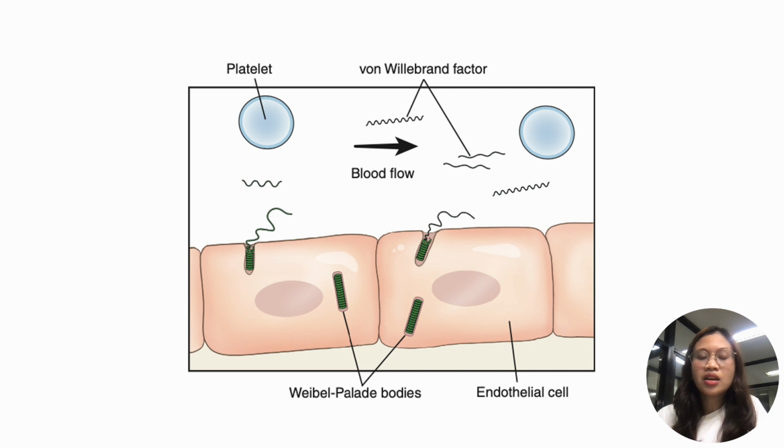Before release, von Willebrand factor is coiled, but once it is released into the bloodstream, shear forces of the blood flow uncoil the multimeric molecule, where it will be cleaved by the enzyme ADAMTS13 into shorter multimers.